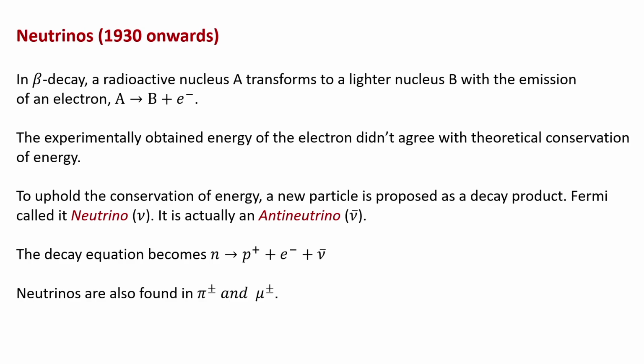It is actually an anti-neutrino, and this decay equation in modern terminology is written as a neutron going to a proton, an electron (e minus) and an anti-neutrino. And neutrinos are also found in the decay of pi mesons, pi plus minus, and mu plus minus.